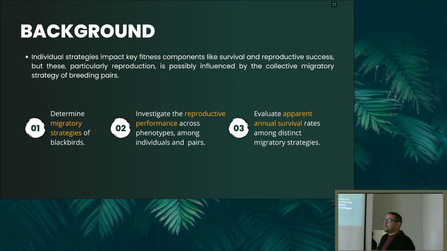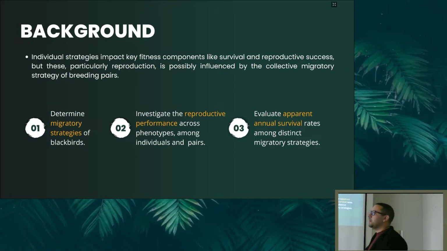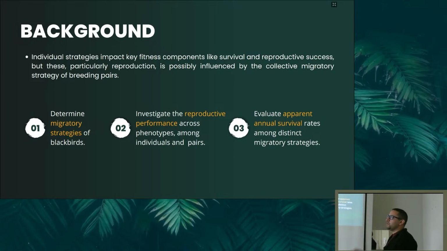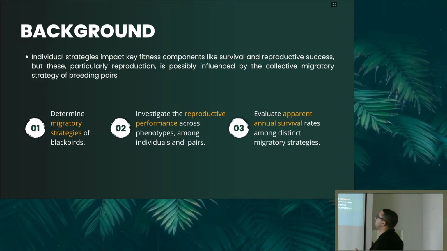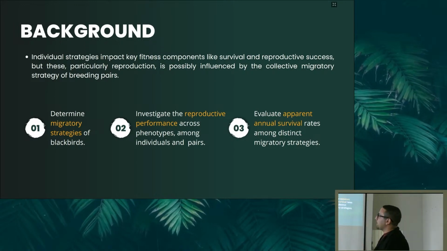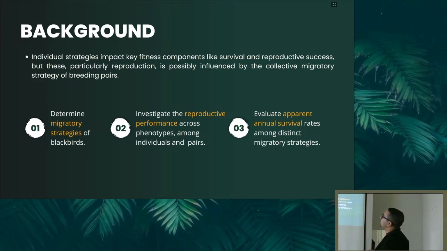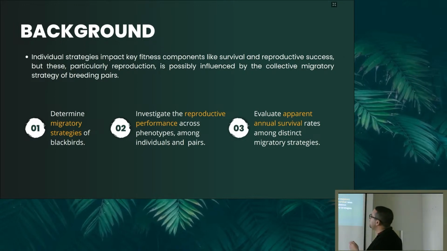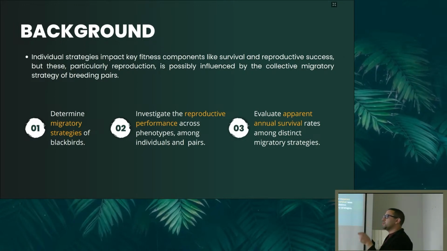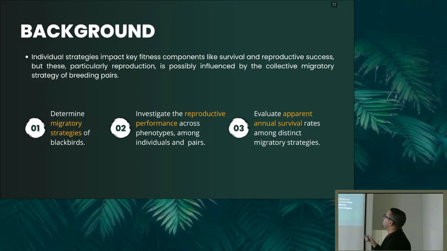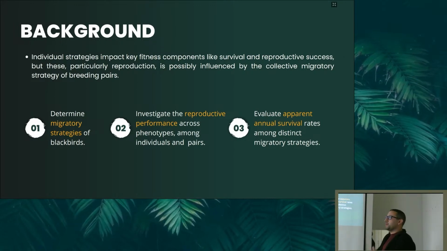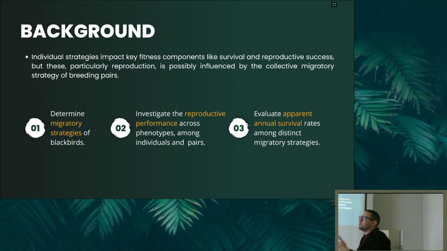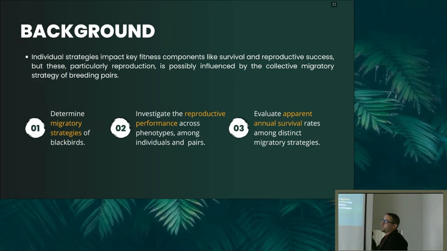Individual strategies impact key fitness components, right? We know that, for example, in partially migratory populations, if you're a resident or if you're a migrant, that individual migratory phenotype might have differences compared to the other individuals, like in survival or reproductive success. But when we talk particularly about reproduction, this trait can be influenced not only by your own individual migratory strategy, but also by the collective migratory strategy of who you pair with, right? So it might change if you're a resident and you pair with a migrant partner or with another resident partner.